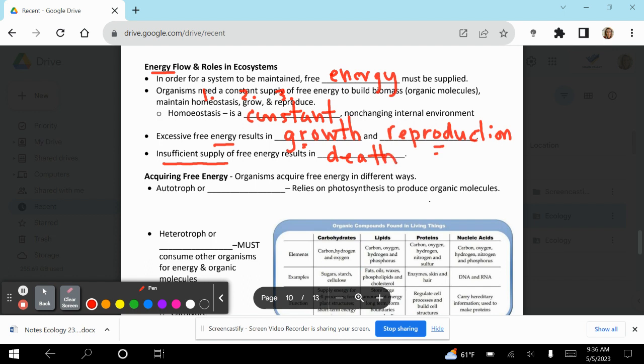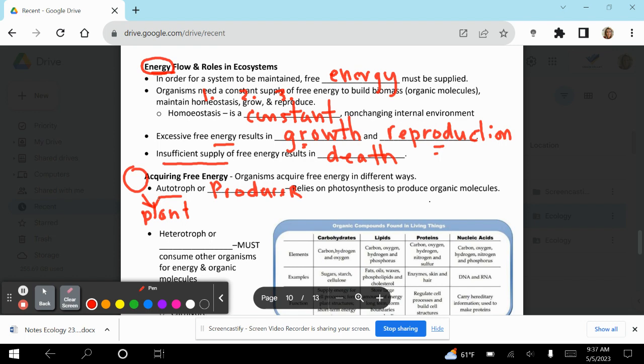Now, we're going to be talking about how organisms get their energy so that they can maintain homeostasis and grow and reproduce. An autotroph is a plant, and they're going to get their energy from the sun. Now, another way that we can say autotroph is a producer. So, producers or autotrophs or plants rely on photosynthesis and light energy to produce their organic molecules. So, they get their free energy from the sun. So, let's add that. Let's add a sun here and show energy is being absorbed by the plant.